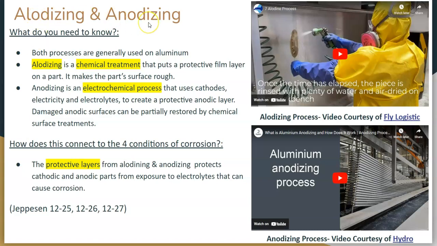Both alodizing and anodizing are two separate processes that can be used on aluminum. Alodizing is a chemical treatment that basically puts a protective film layer on a part, and anodizing is an electrochemical process where essentially panels of aluminum are dipped in a chemical solution that is electrified, and it basically creates a protective anodic layer on the top of the aluminum. It's more expensive, but it is very effective.